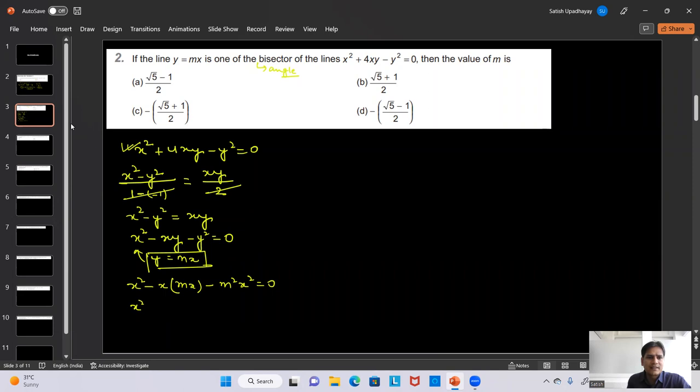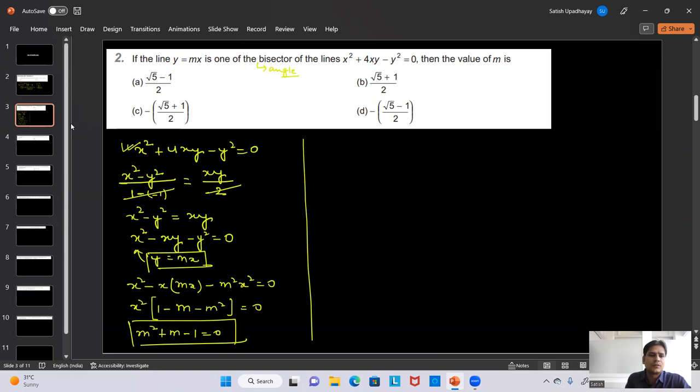So from here, if I take x square common, then it will be 1 minus m, okay? 1 minus m minus m square is equal to zero. And basically we get this quadratic in m: m square plus m minus 1 equal to 0. So from here we can find the value of m. What will be the value of m? m will be minus b plus minus under root b square minus 4ac, that is 1 minus 4, where a is 1, c is minus 1, upon 2a, so 2.